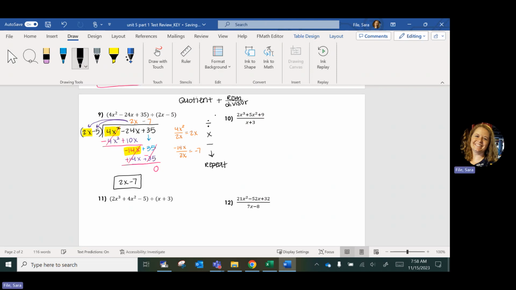So if it's helpful to you, that long division process always goes in that order. Divide, multiply, subtract, drop down, repeat. Okay, if that's helpful to you to see it that way.